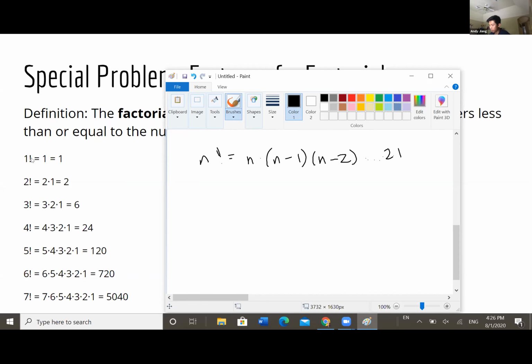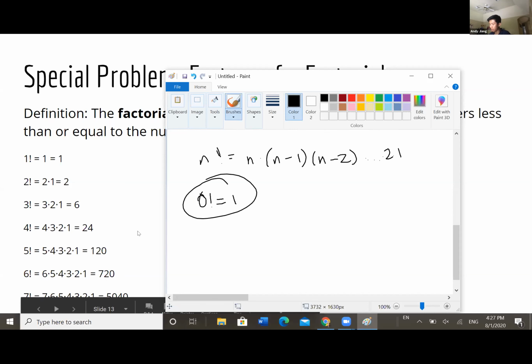So for example, 1 factorial is 1. And I should mention that 0 factorial, we define that as 1 as well, even though it doesn't really make sense to have positive numbers less than 0. So let's put that in concrete terms. 2 factorial is 2 times 1, or 2. 3 factorial is 3 times 2 times 1, 6, and so on. And I definitely recommend you memorize these first 7. Past this, the numbers are pretty big.